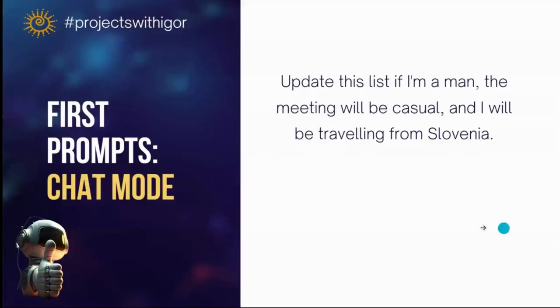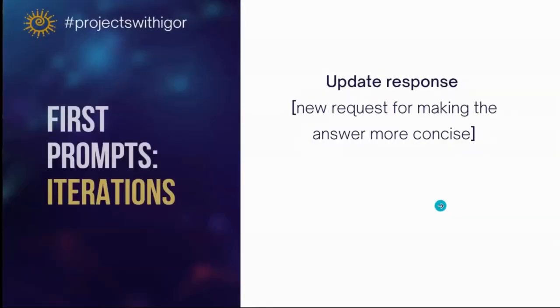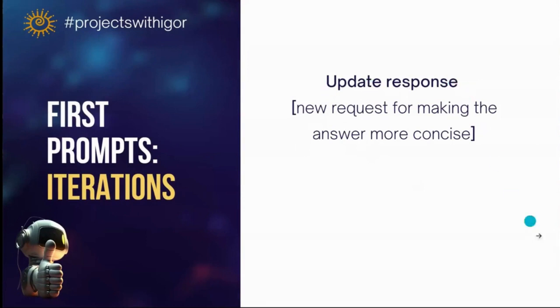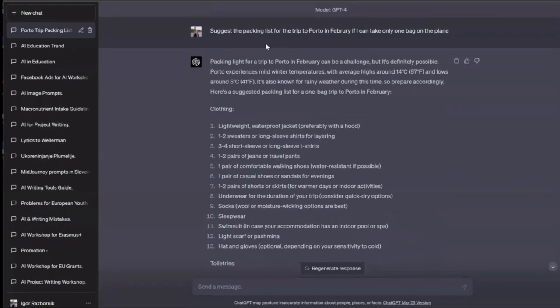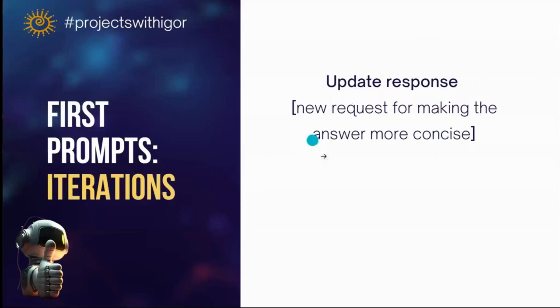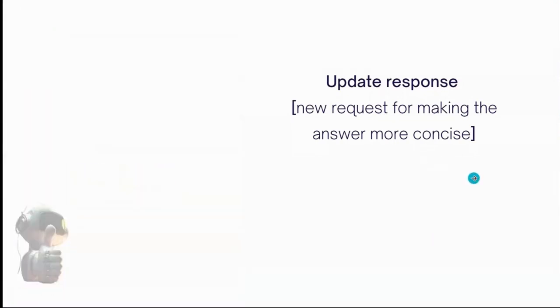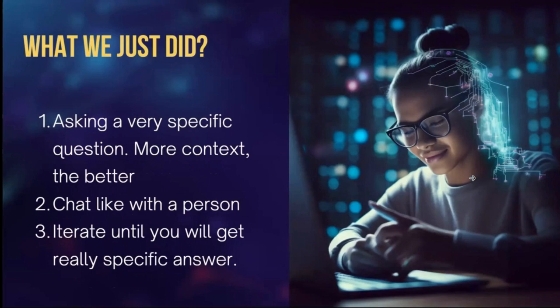So as you can see, what we did here, you can always update the response with a new request. This is very important because, instead of repeating the whole prompt, you can just update the response and do the changes. And this is very quick work for it. So just what we just did, and we ask very specific questions. So the more context you're giving, the better it is.